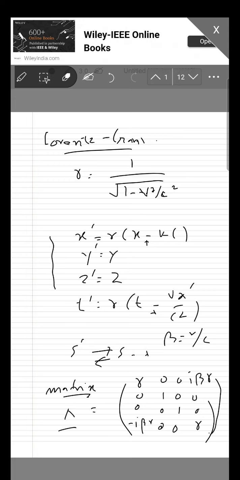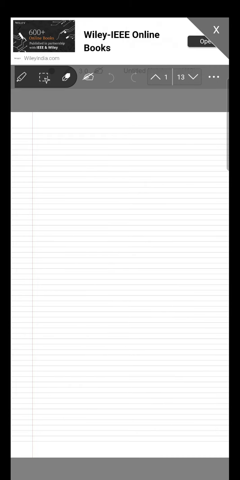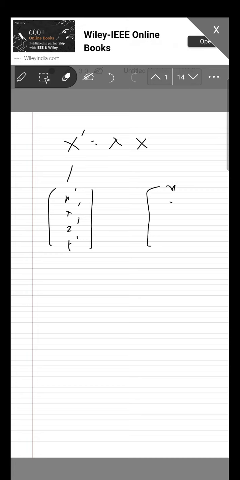So we can write the Lorentz equation as x dash is equal to the Lorentz transformation matrix into x, where x dash is the column x dash, y dash, z dash, and t dash, and x is the column x, y, z, and t. So this is orthogonal. The transpose is equal to the inverse.